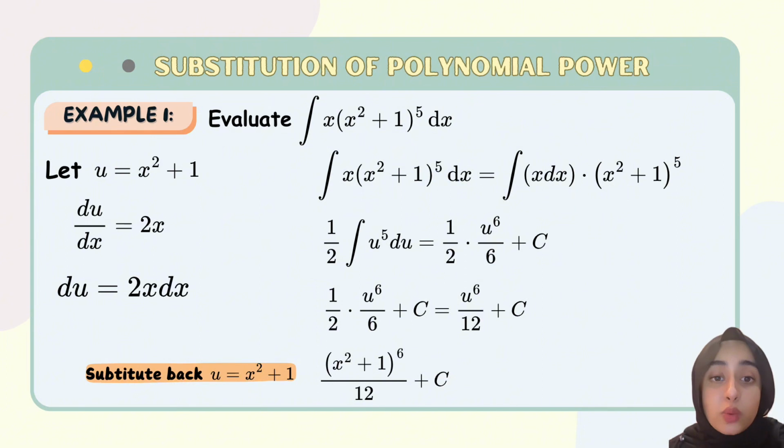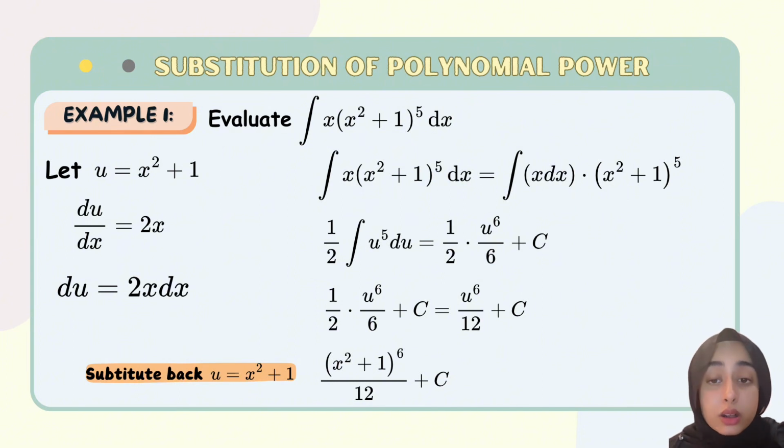For step 3, we can rewrite the integral using substitution. Now we can replace the terms in the integral. We substitute u equal to x squared plus 1 and x dx equal to du over 2. This transforms the original integral, x times (x squared plus 1) to the power of 5 dx, into the integral of (x squared plus 1) to the power of 5 times x dx. Now we can replace x dx with du over 2.